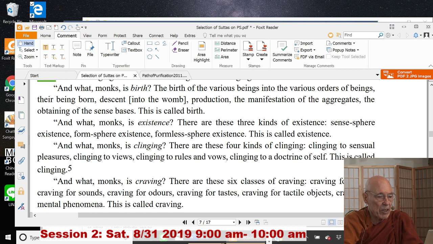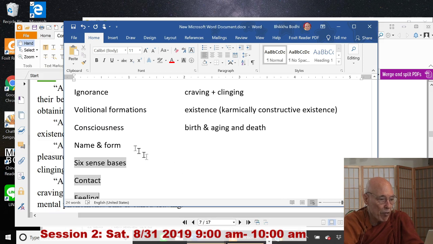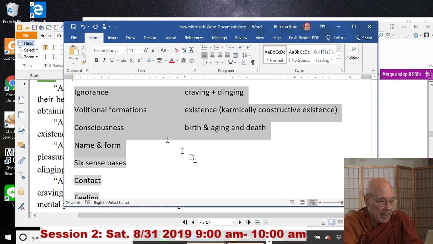Okay, so then we come to the next factor, existence. So what is existence? And the text just defines existence in terms of existence in the 3 realms. So the Buddhist texts speak about 3 realms of existence.